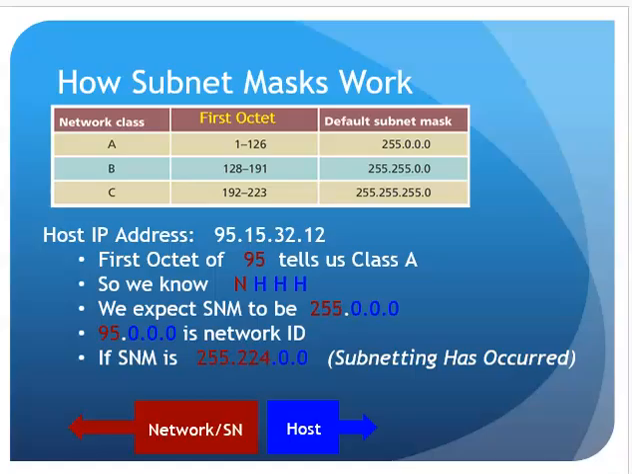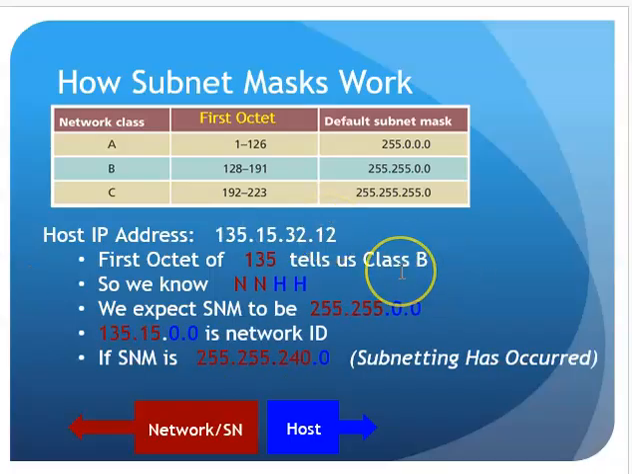So as I start looking at some examples, we'll start seeing what the subnet mask starts telling us. If I see a host address of 92.15.95, that tells us class A, we should be thinking network host host host. We should be thinking 255.0.0.0 for the subnet mask. But if the subnet mask is 255.224, we know subnetting has occurred. Or my workstation knows that subnetting has occurred, and it would look at that to go, am I on the same subnet as this thing or not?